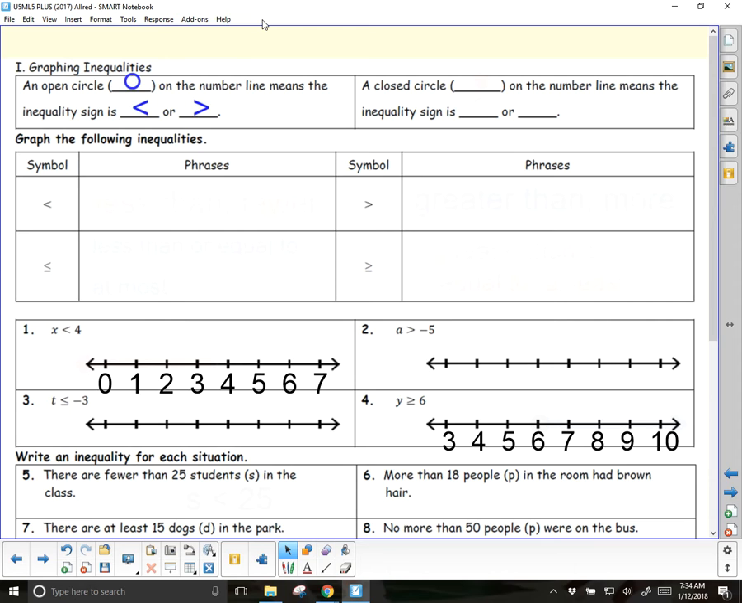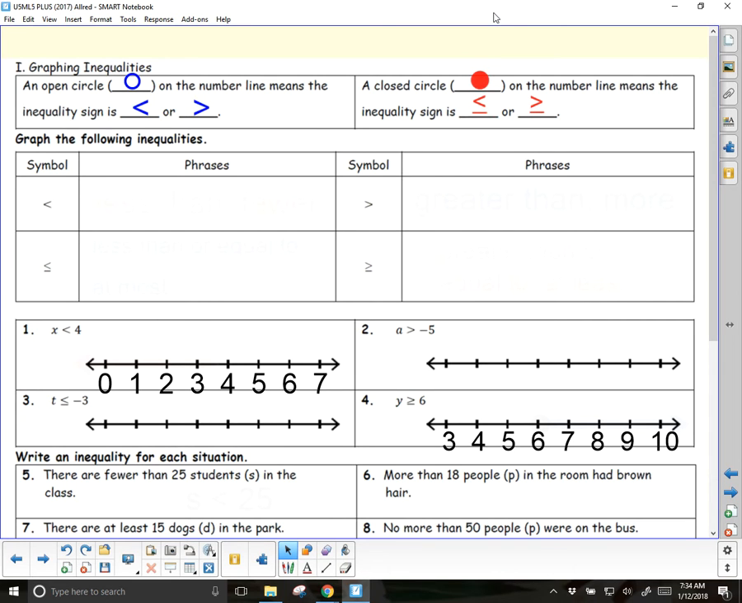If you use an open circle on the number line, you're going to use an open circle for a less than or a greater than inequality. So again, here's the less than symbol right here, and the greater than symbol. So you would only use an open circle for a less than symbol or a greater than symbol.